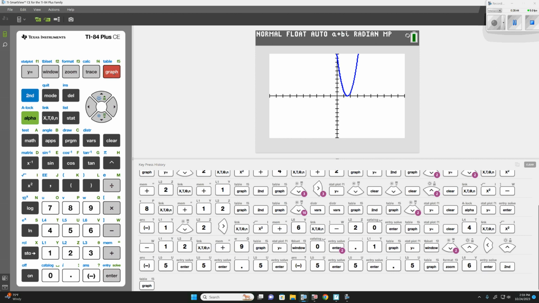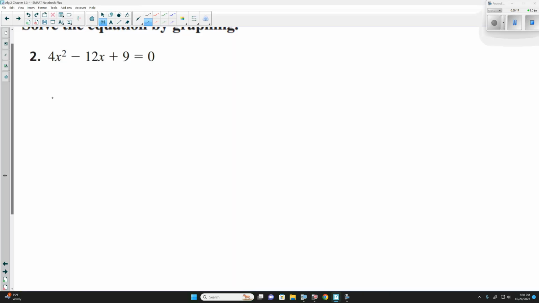So if we go second graph, second, okay. Looks like the program decided to freeze. Even if we looked at the table, between 1 and 2 we don't have any values, and 1 and 2 is not 0. So what we can try instead is to solve this by factoring.